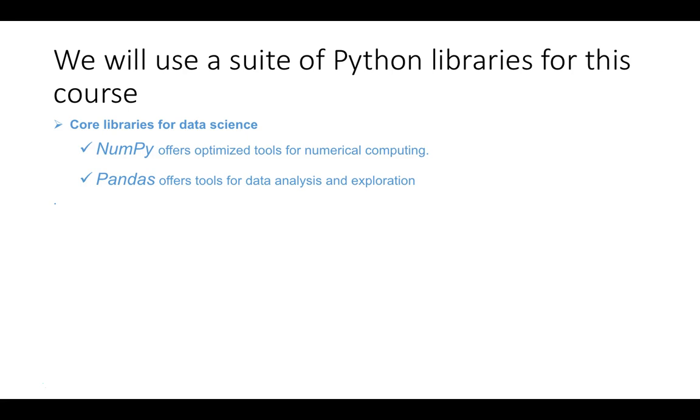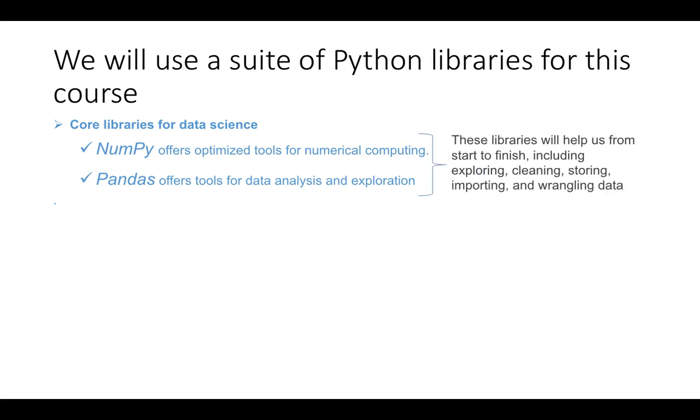If you look at NumPy and Pandas, they are core libraries for data science. NumPy offers optimized tools for numerical computing. It comes with a particular kind of data type that makes numerical computing very easy, especially for data science. And Pandas offers tools for data analysis and exploration. These libraries help you from start to finish with many activities that you have to do as part of your machine learning project. That is exploring data, cleaning, storing, importing, and wrangling of data. These are very, very powerful tools. They will really help you.